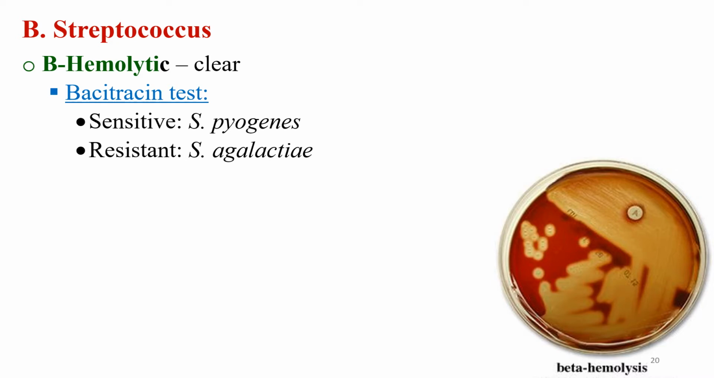Beta hemolysis, sometimes called complete hemolysis, is a complete lysis of red cells in the media around and under the colonies. The area appears lightened, yellow, and transparent. Streptolysin, an exotoxin, is the enzyme produced by the bacteria which causes the complete lysis of red blood cells. There are two types of streptolysin: streptolysin O, SLO, and streptolysin S, SLS.